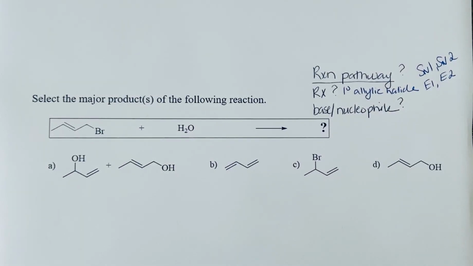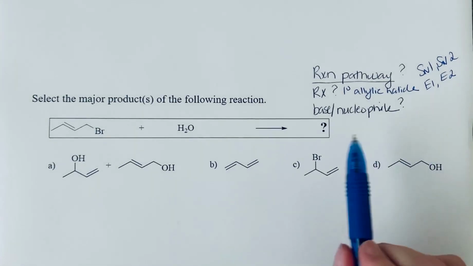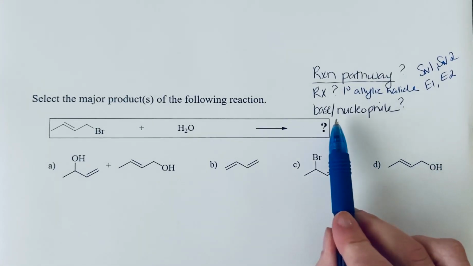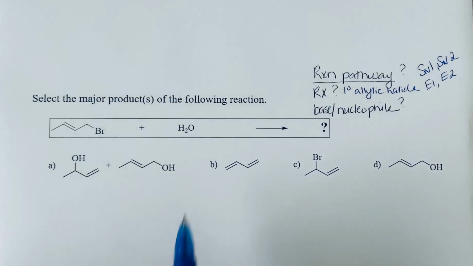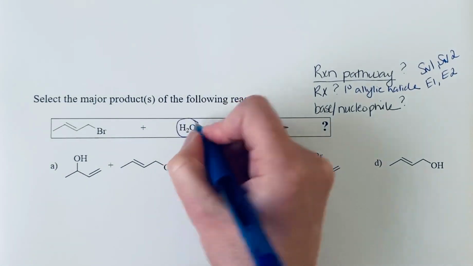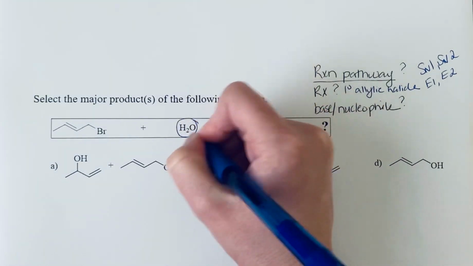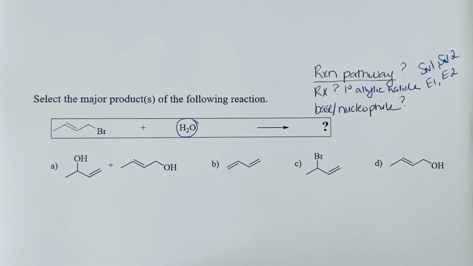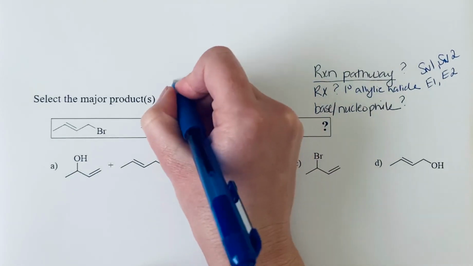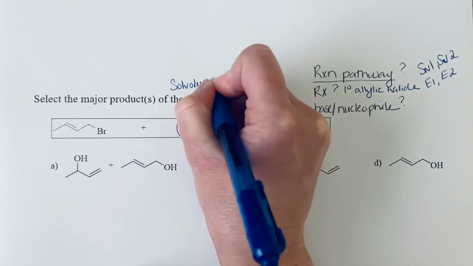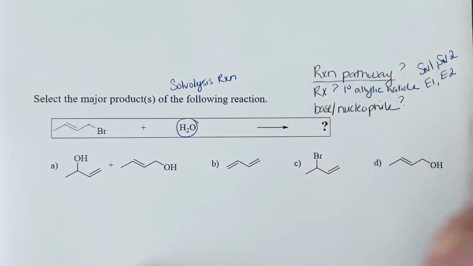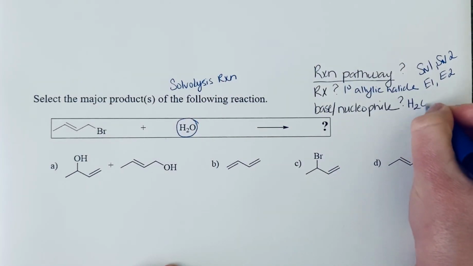So the next thing we're going to do, since we haven't narrowed it down at all, is look at the identity of the base/nucleophile. And the only thing we have in here is water. So water is going to behave as both the solvent and a reactant. So this is a solvolysis reaction. So our base/nucleophile is water.